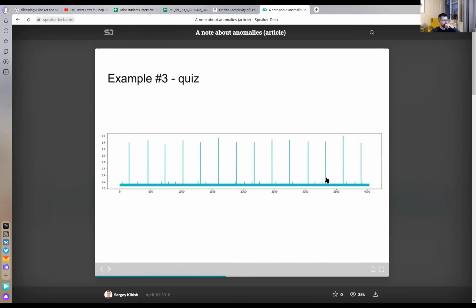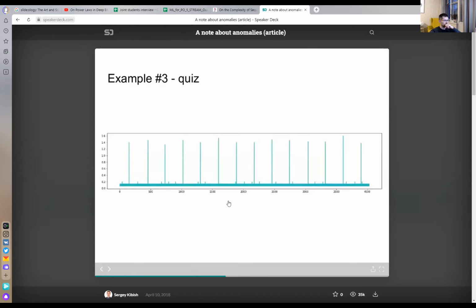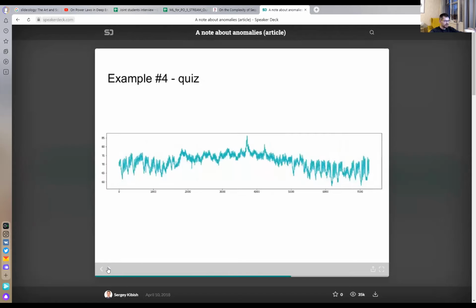Okay, so one guess is here. Another guess is about 2000. And another guess is 2600. So this is the answer. And the answer here is there are no anomalies on this slide. It can be like this, and I suppose I have maybe one or two last questions here for you.